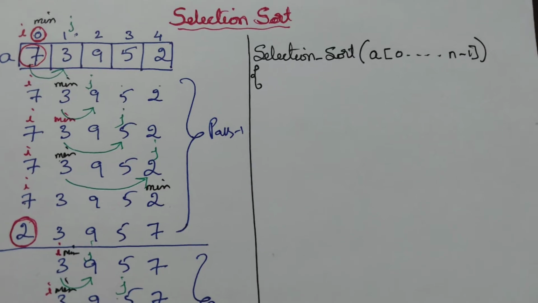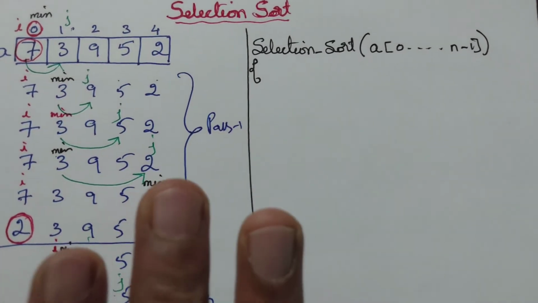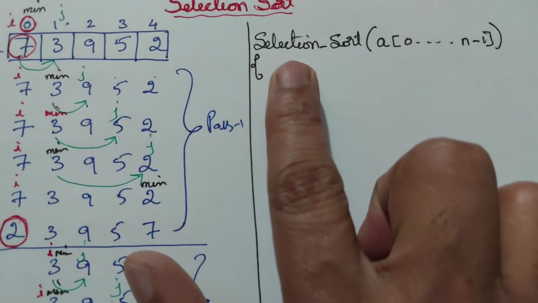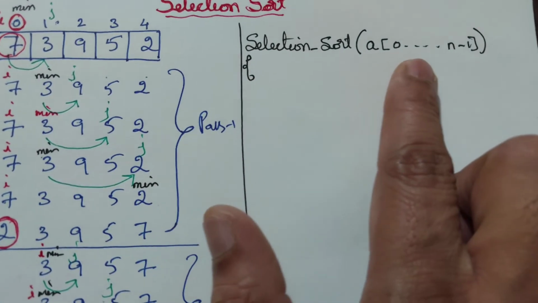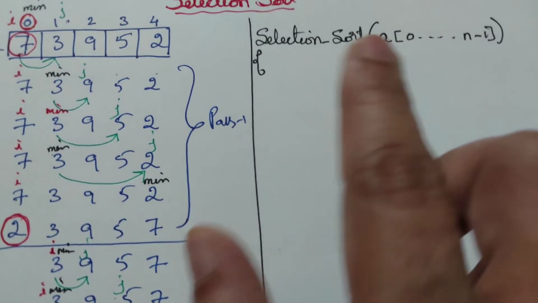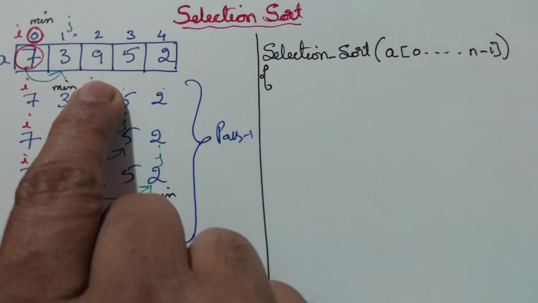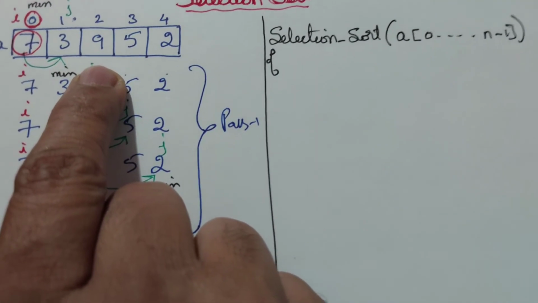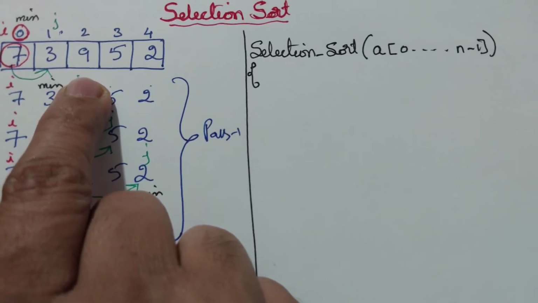So now we will write the algorithm for this. I have given the name selection_sort, and the parameter to be passed is the array to be sorted. In this example we took 5 elements. Always we'll sort 5 elements? No. In general we are sorting n number of elements.